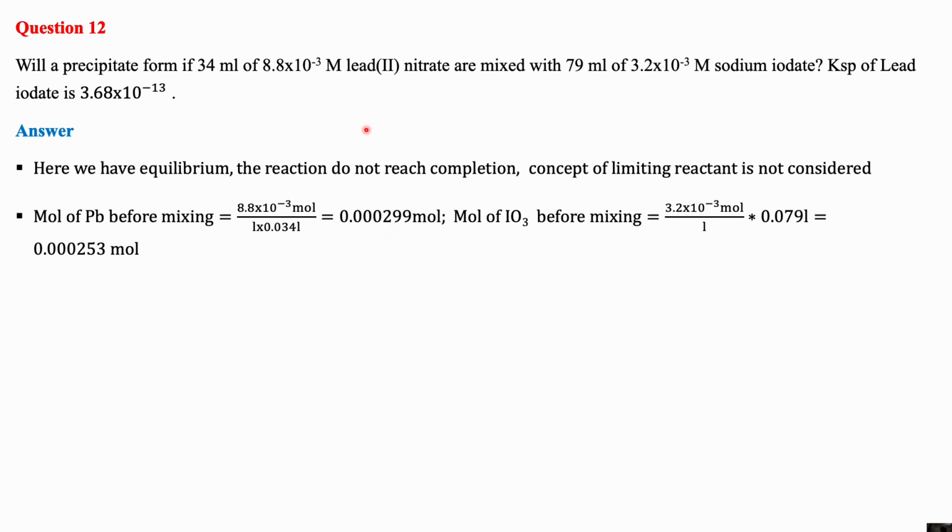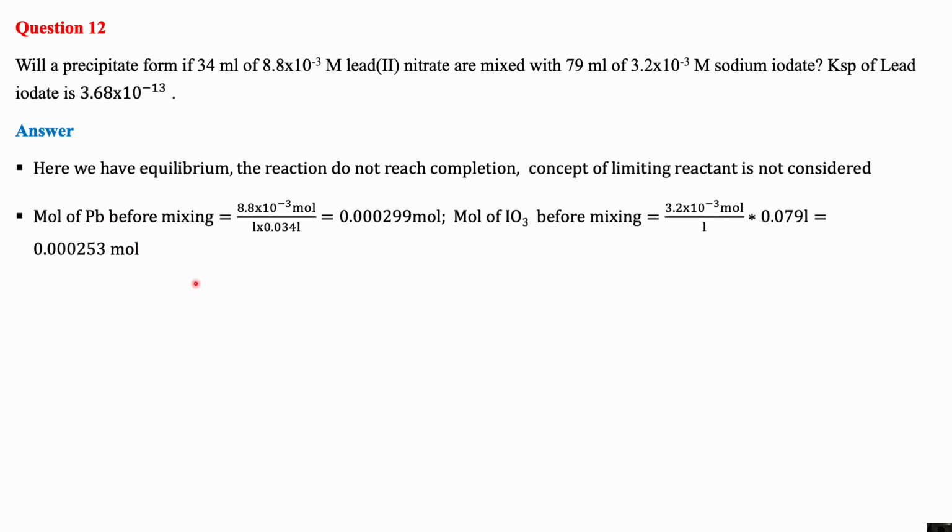That means we have the lead nitrate. This is the mole of lead that we have, and the moles of nitrate is also equal to the mole of lead. So we also determine the mole of iodate. The mole of iodate before mixing will be equal to the mole of sodium iodate, because the dissociation will be 1:1. It will give 1 mole of sodium and 1 mole of iodate. So then we also take the 3.2 times 10 power negative 3 molar of sodium iodate. Then we multiply with the volume so that we get the moles. So now we have the moles of iodate before mixing and the moles of lead before mixing.